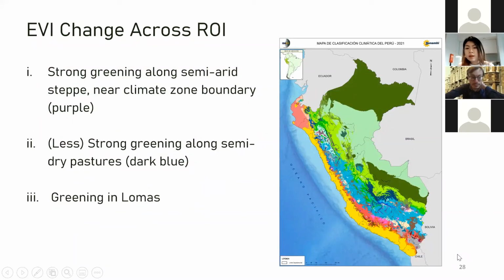Here we'll look at some qualitative change. Here we'll look at the EVI change across our region of interest.